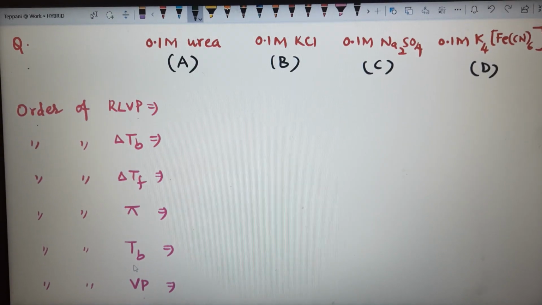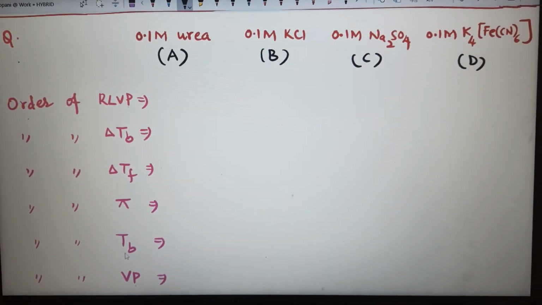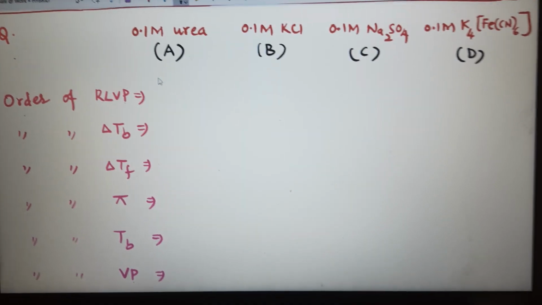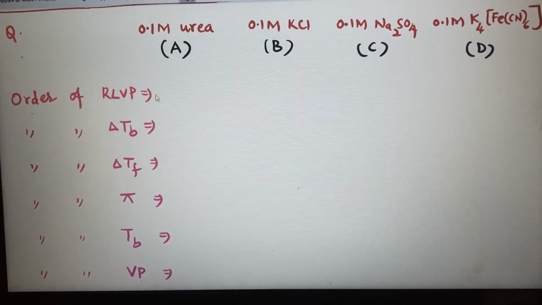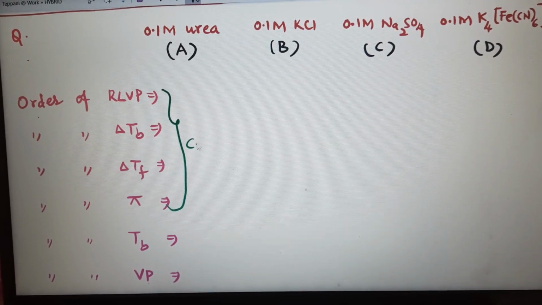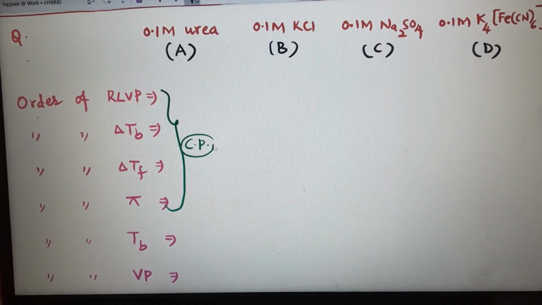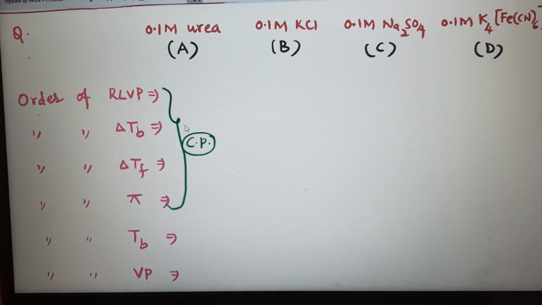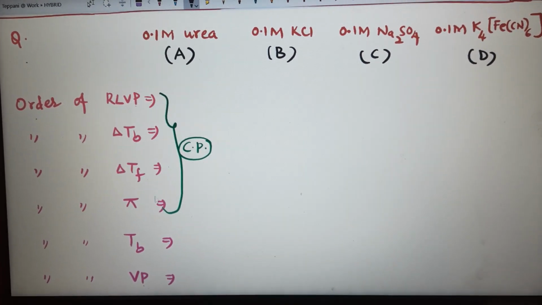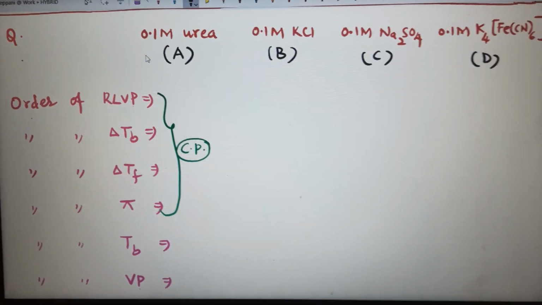Now what are colligative properties? Colligative properties directly depend upon the number of particles, but not on the nature of particles. These four are colligative properties, and all will have the same order: relative lowering of vapor pressure, elevation in boiling point, depression in freezing point, and osmotic pressure. But that depends upon the number of particles.